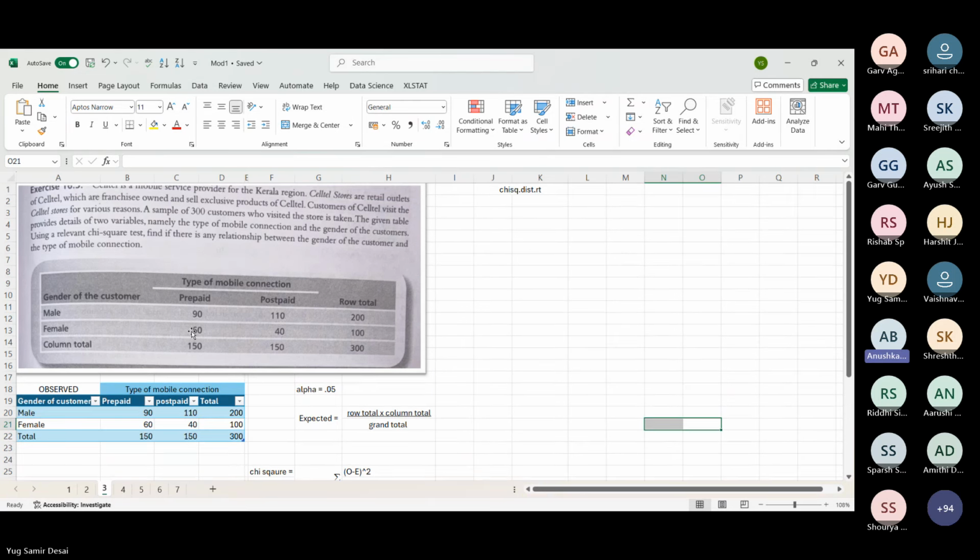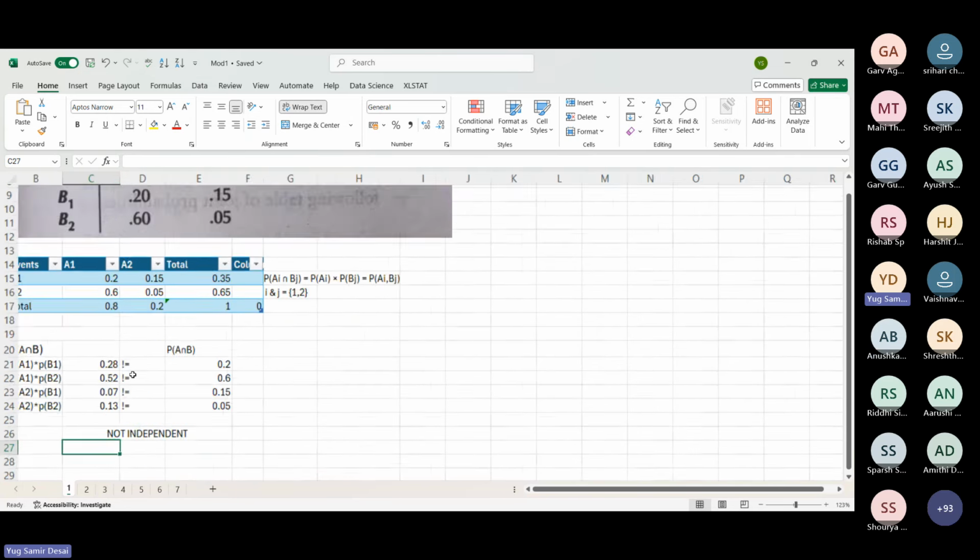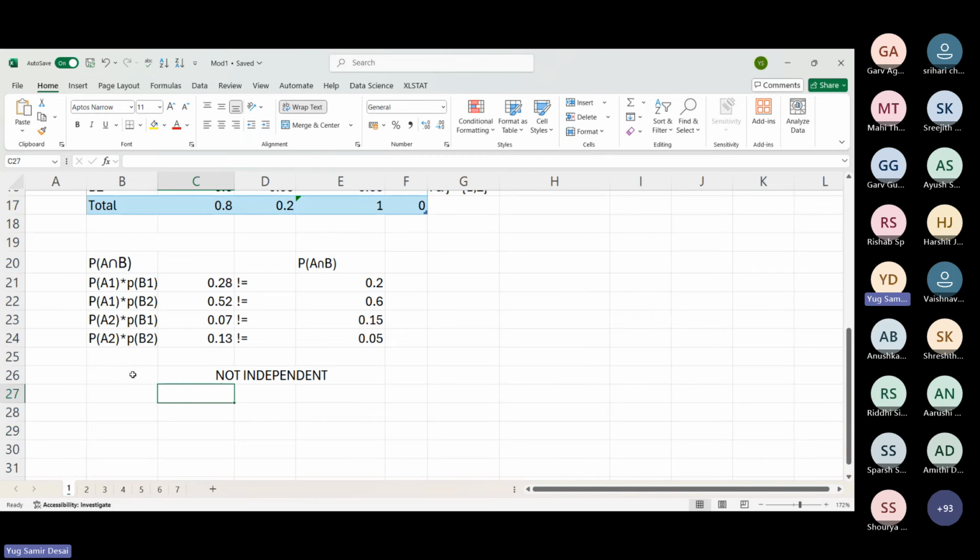So even if one of them is equal, then it is dependent? No, no, all of them have to be equal for it to be independent.